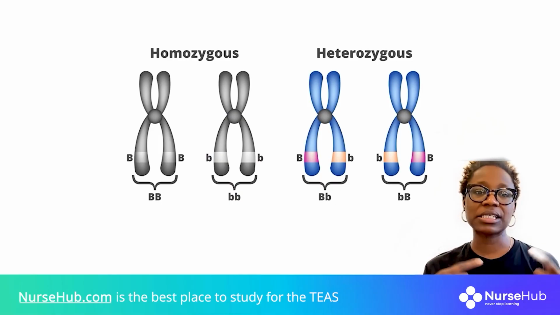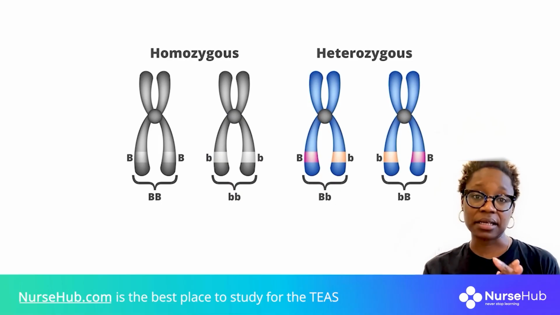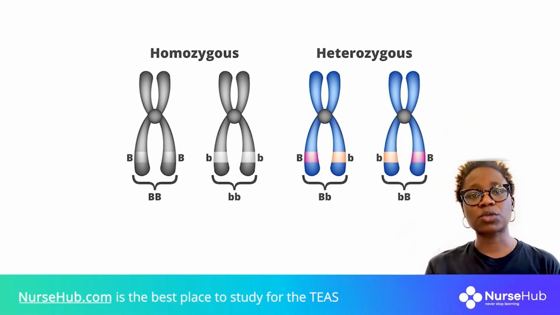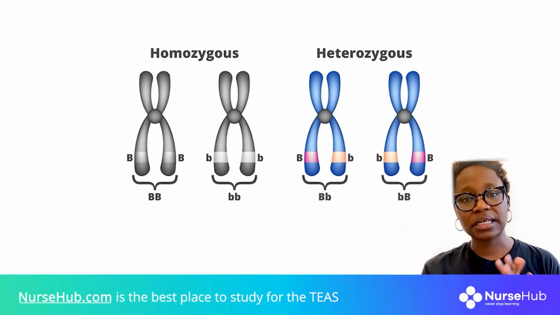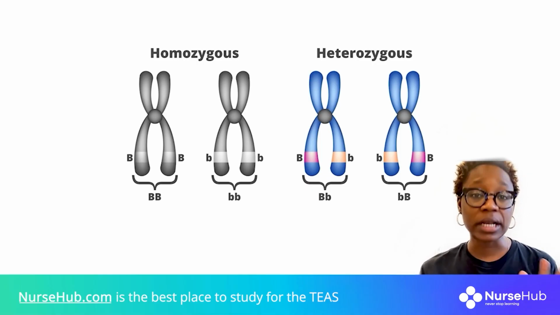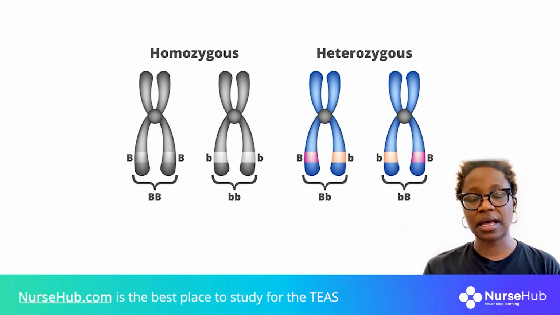Think about that prefix. Hetero means mixed, right? So heterozygous refers to a genotype in which an individual has two different alleles for a specific trait. In other words, the alleles are not identical. The genotype contains both a dominant allele and a recessive allele. Heterozygous alleles are represented by one capital letter and one lowercase letter.